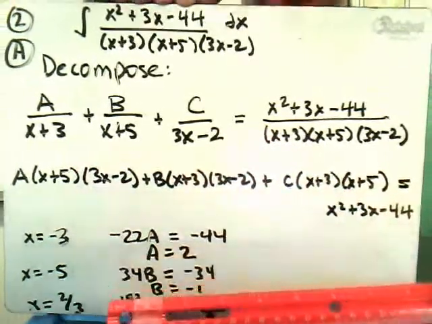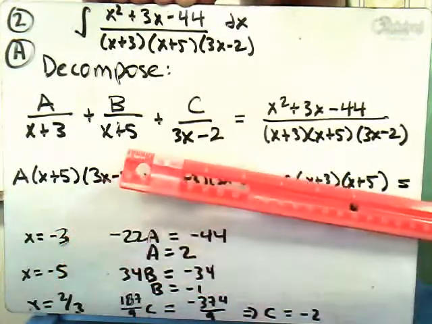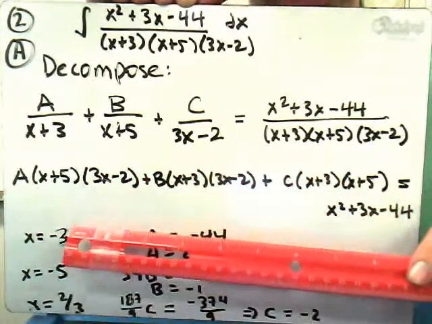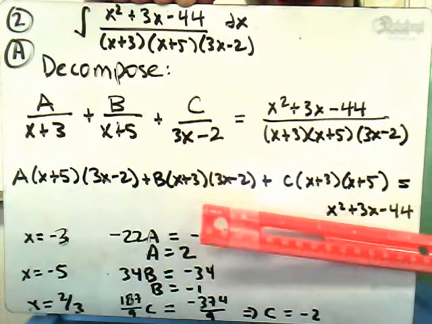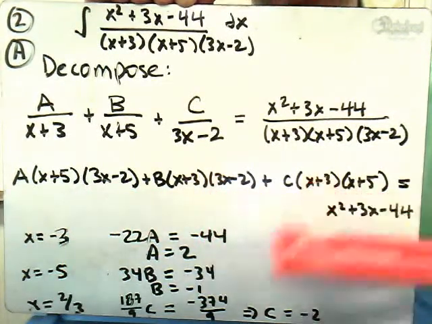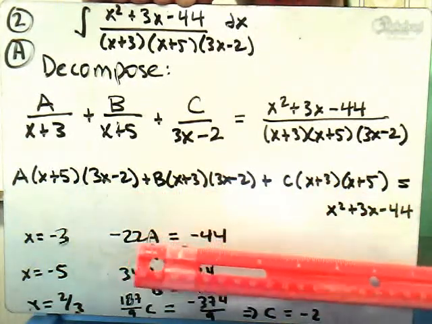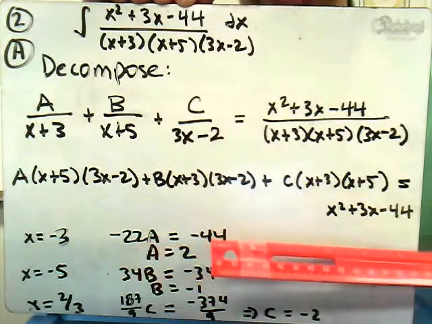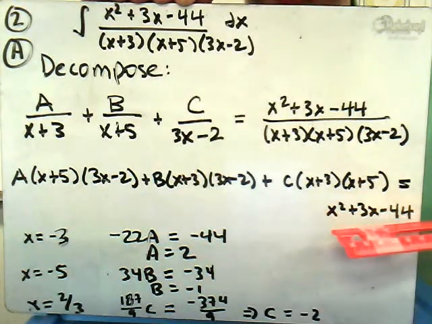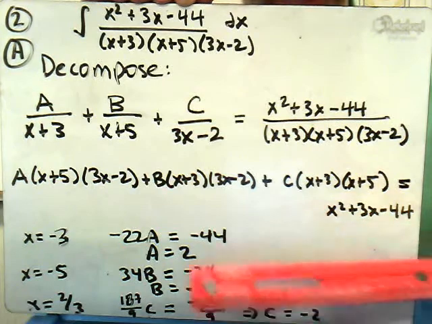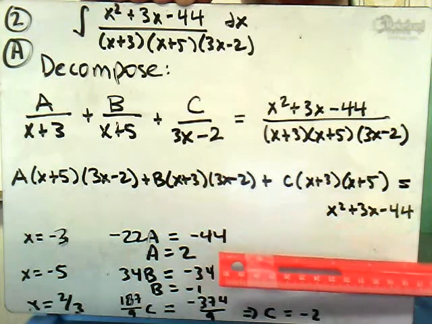Just like before, we're going to use our method of plugging in the factors of each of the denominators. First factor we'll try is x is equal to negative 3, which will eliminate the b and the c terms. When we do that, we end up finding that negative 22a is equal to negative 44. And where we get the negative 44 from is by plugging negative 3 into the quadratic. After we do that, we can simplify and find that a is equal to 2.